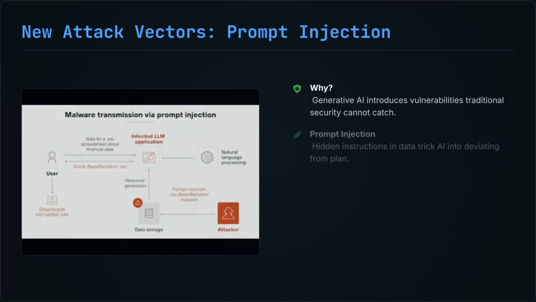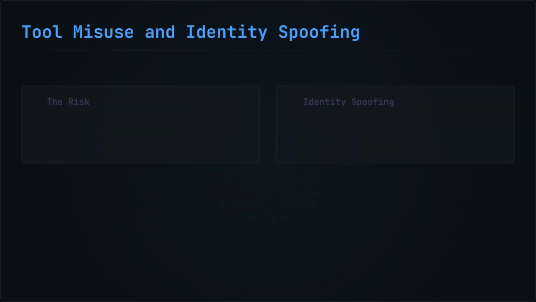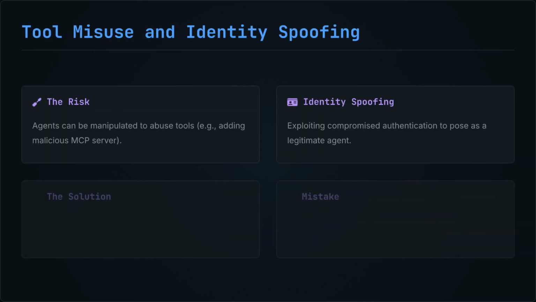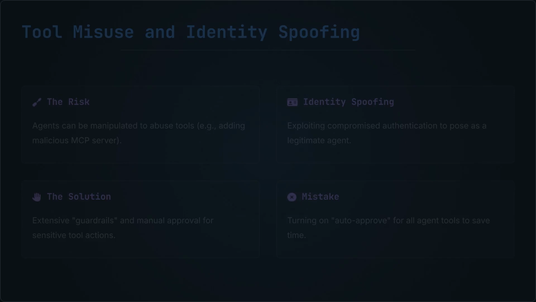Generative AI introduces new attack vectors, such as prompt injection. This is when hidden instructions trick the AI into deviating from its plan, which can lead to a full system compromise of a developer machine. Tool misuse and identity spoofing are risks. Agents can be manipulated to abuse tools or exploit compromised authentication. The solution is extensive guardrails and manual approval for sensitive tool actions.